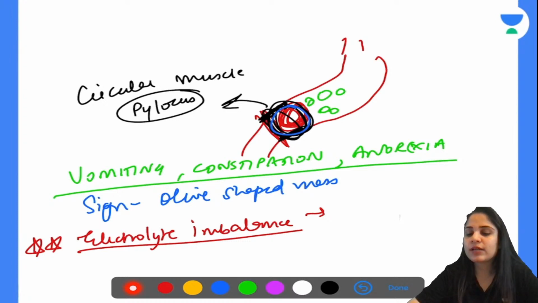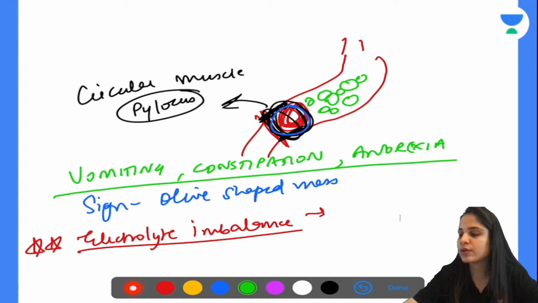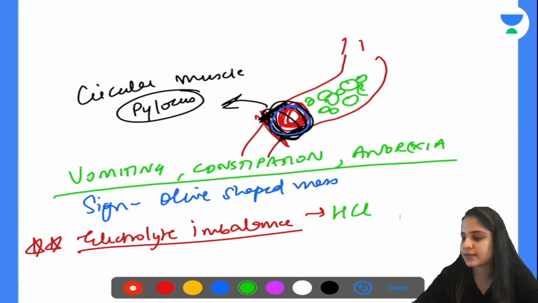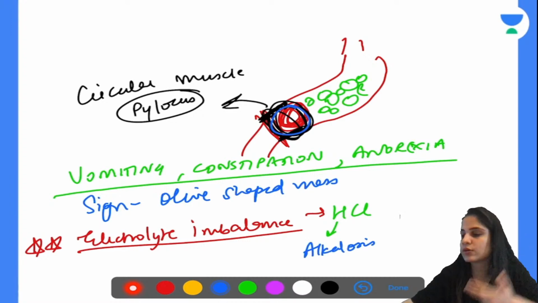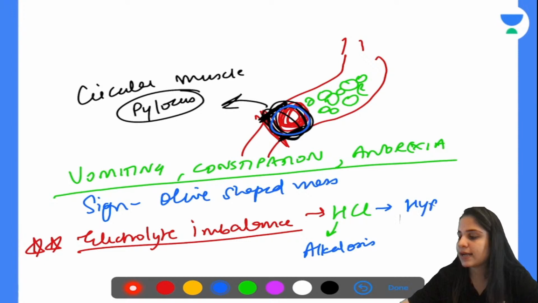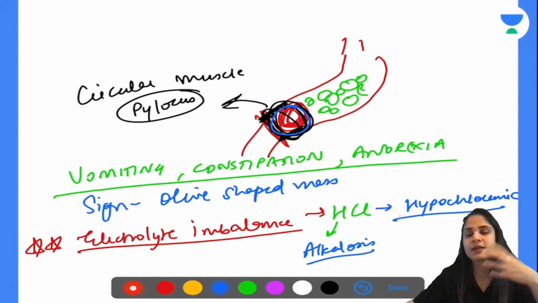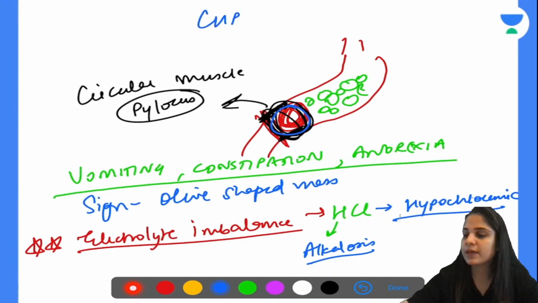Correct. So the electrolyte imbalance. The child will vomit out all of this food, and along with the food, it will vomit out the hydrochloric acid that is produced in the stomach. Okay. So he is vomiting out the hydrochloric acid. So because he is vomiting out H plus, that is the acid, so you will have alkalosis. Because he is vomiting out the chloride, so you will have hypochloremic metabolic alkalosis. Okay, so there is hypochloremic metabolic alkalosis. All right, so that is the electrolyte imbalance that you will see in case of CHPSS.